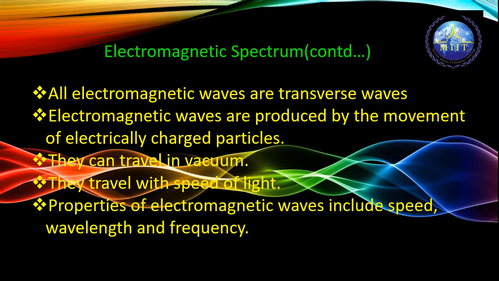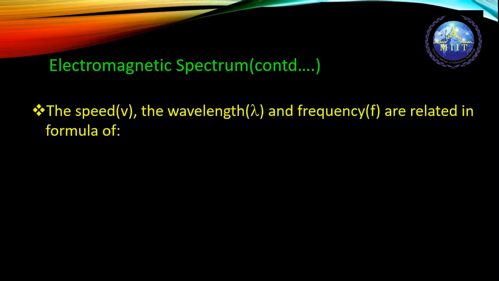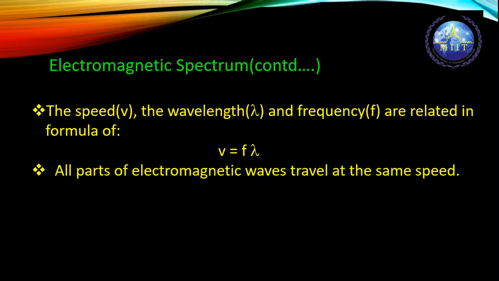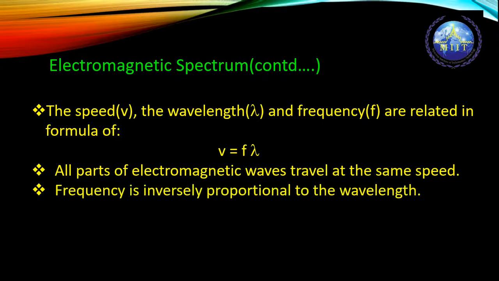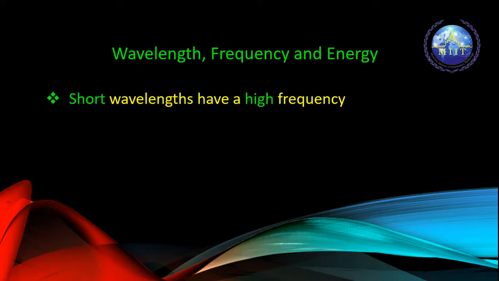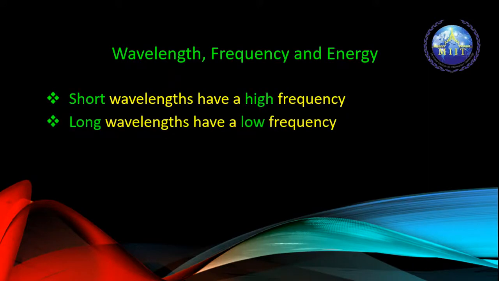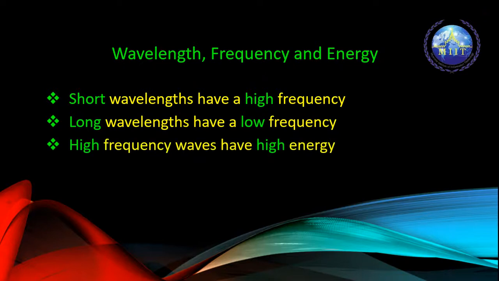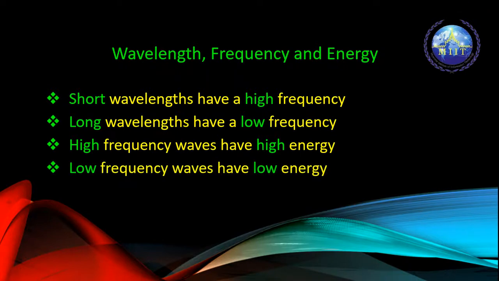Properties of electromagnetic waves include speed, wavelength, and frequency. The speed, wavelength, and frequency are related by the formula v = fλ. All parts of electromagnetic waves travel at the same speed. Frequency is inversely proportional to wavelength. Short waves have high frequency, long waves have low frequency.